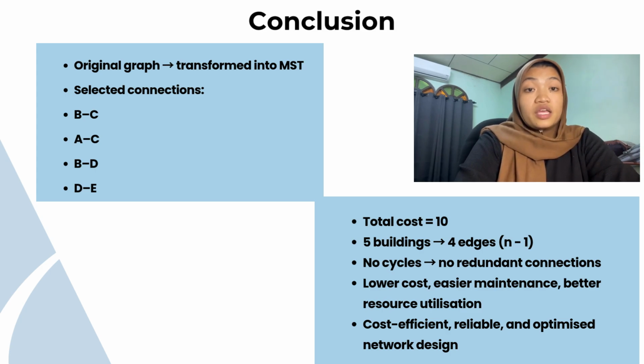In a practical campus setting, reducing the total cost of connections can lower installation expenses, make maintenance easier, and improve the use of available resources. Therefore, the MST not only ensures full connectivity, but also provides a cost-efficient, reliable, and optimized solution for designing an effective campus internet network.